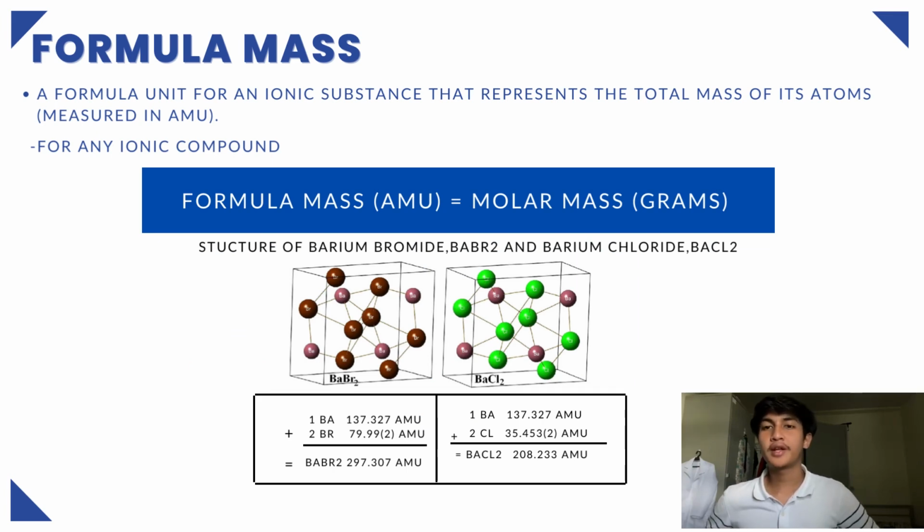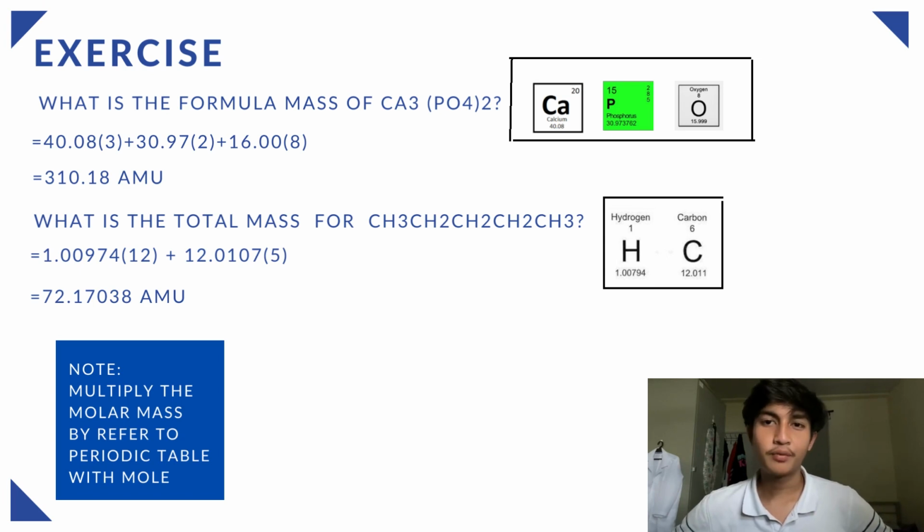So next is formula mass. Formula mass is used for an ionic substance and represents the total mass of its atoms. Formula mass is equal to molar mass. This picture is about the structure of barium bromide and barium chloride. So let's do some exercises to improve ourselves. The first question is, what is the formula mass of calcium phosphate? Remember, you need to multiply the molar mass by referring to the periodic table. So 40.08 times 3 plus 30.97 times 2 plus 16.00 times 8 and we will get the answer, which is 310.18 AMU.